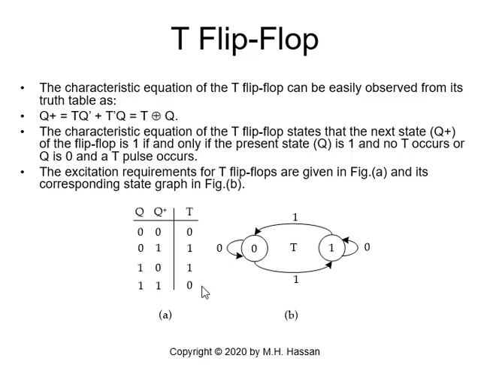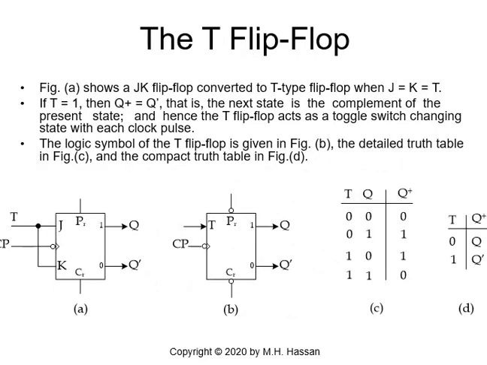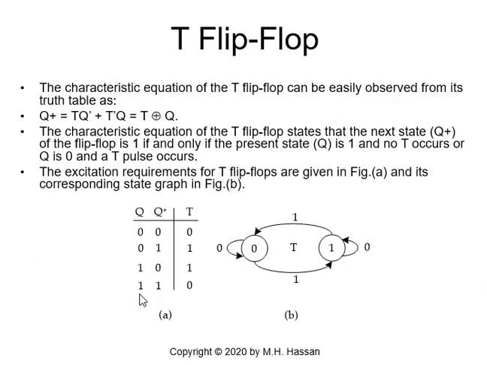With this, we found the detailed truth table of the T flip-flop, the characteristic equation of this flip-flop, the logic diagram with JK flip-flop, and the logic symbol of the T flip-flop. And also, we found the excitation requirements table, and as I said, the state graph.